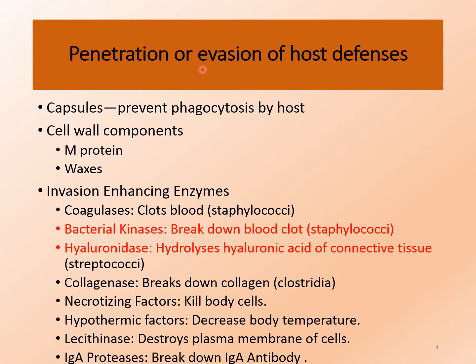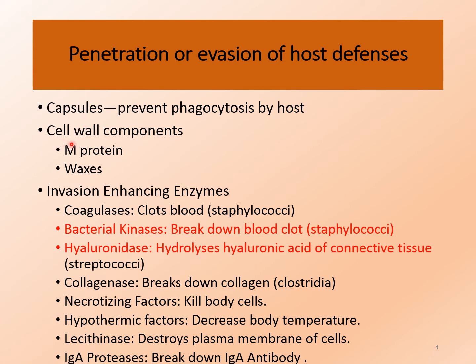A microbe can enter the host cell or evade the host defenses by using different virulence factors. The first factor we discuss is capsules, which prevent the microbes from being digested by the host by a mechanism called phagocytosis. These capsules are produced by many pathogens such as Klebsiella pneumoniae, Haemophilus influenzae, and Bacillus anthracis.